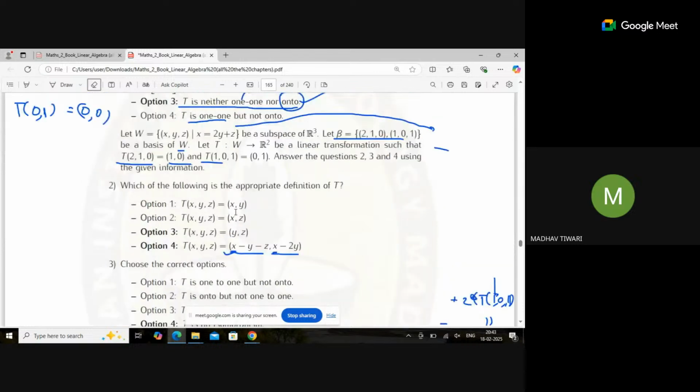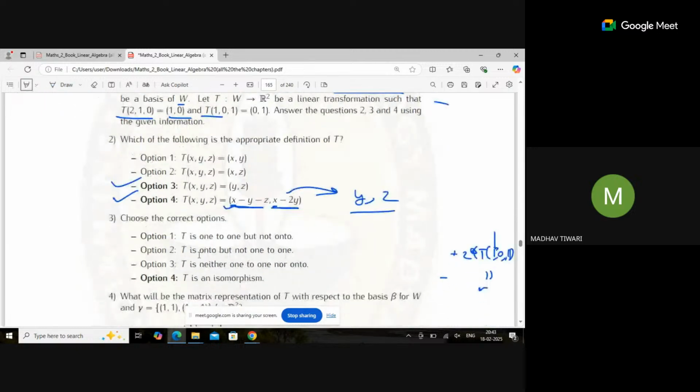Instead of doing this calculation from the back side, you can directly change this option as well. What is x minus y minus z? It is y. And what is x minus 2y? From this equation, you can get that it is z. That's why this option is correct and this is correct. The other two are wrong, okay?